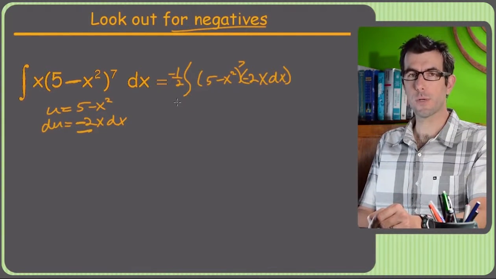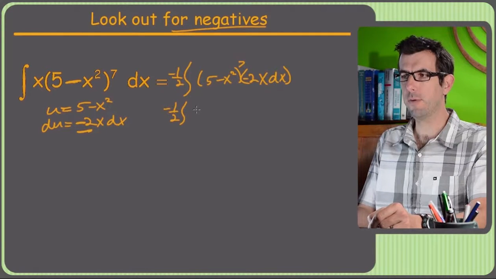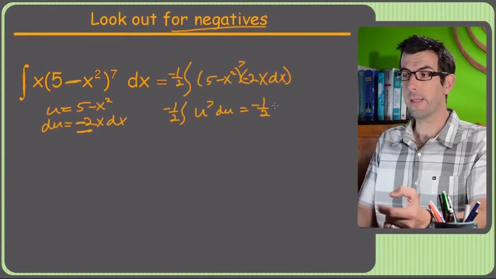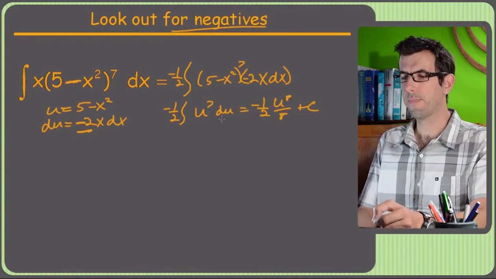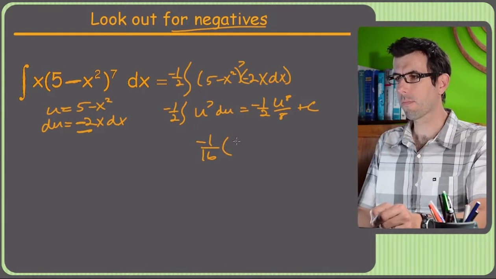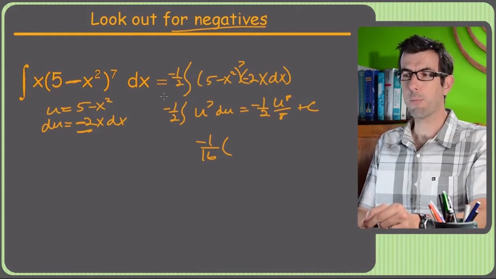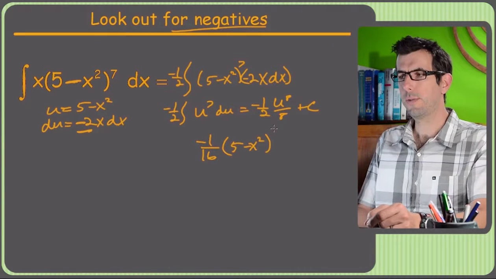So at this point it just works out like you would hope it would work. I'll do it the mathy way, this one. So this is negative 1/2 integral of u to the 7th du. This will be negative 1/2. And when we integrate it, it ends up being 1/2 u to the 8th over 8 plus c. So that is negative 1/16. And then u, I have to replace with my original u, so that's 5 minus x squared to the 8th power.